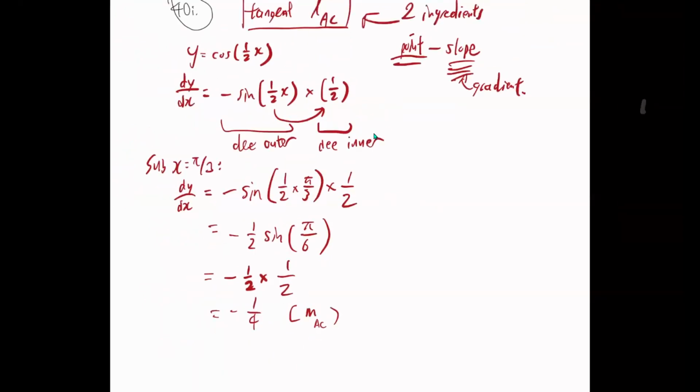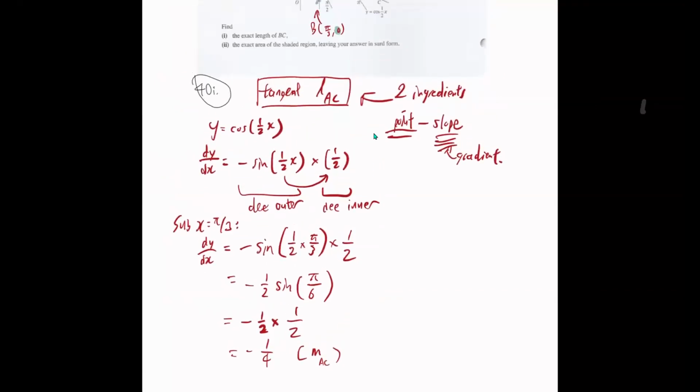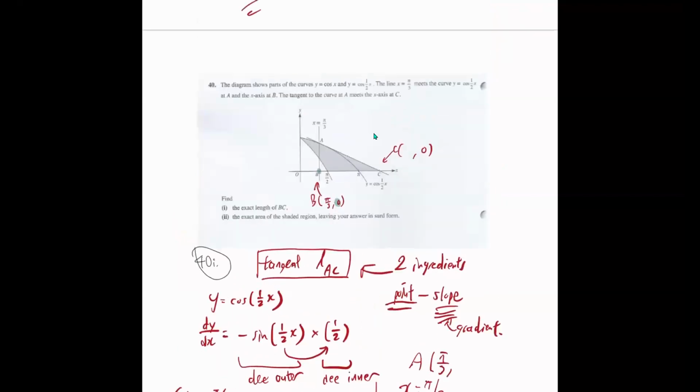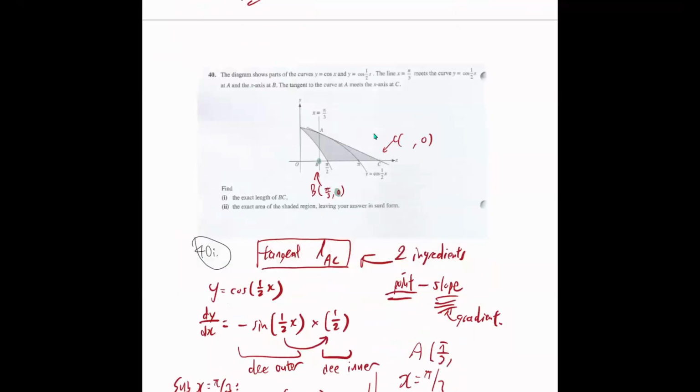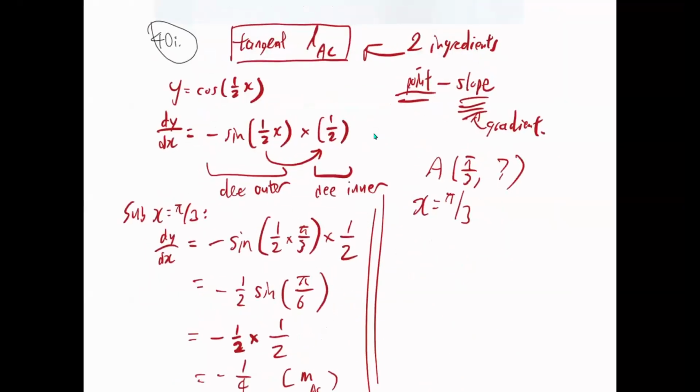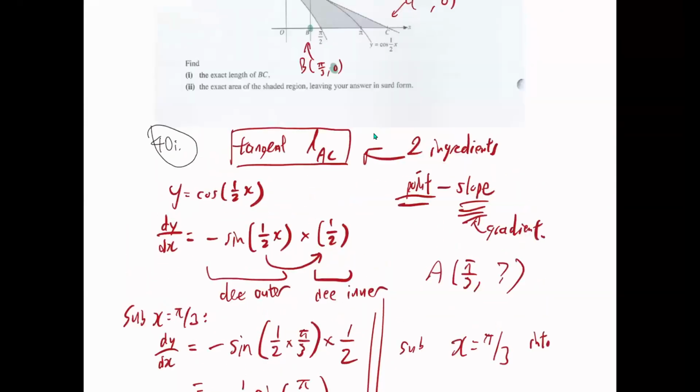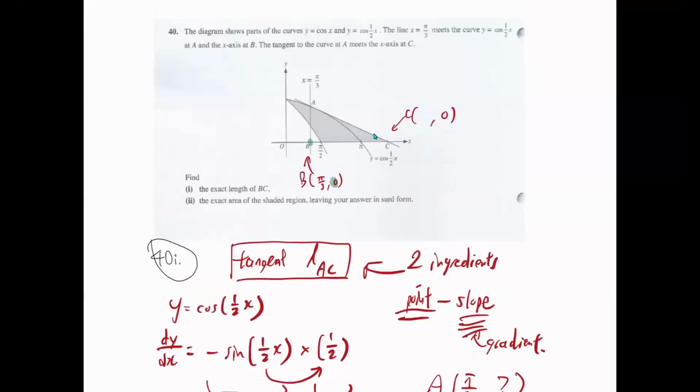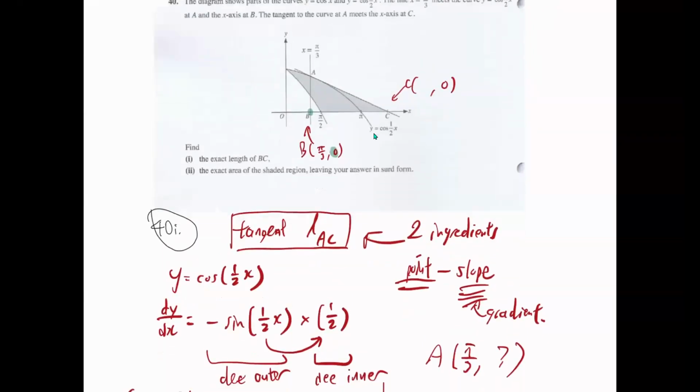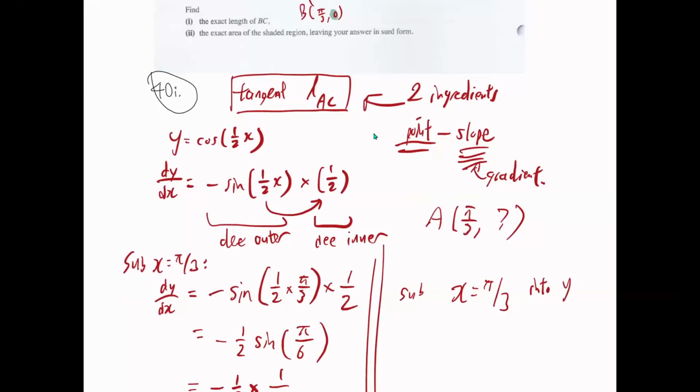Okay, 50%. Close enough. Then after that, now you need the point. We know point A is pi over 3, comma, something, right? We haven't found the something. So what do you do now? Sub x equals pi over 3 into y equals cosine half x. Very good. Don't sub into the wrong function. It's cosine half x, not cosine x.